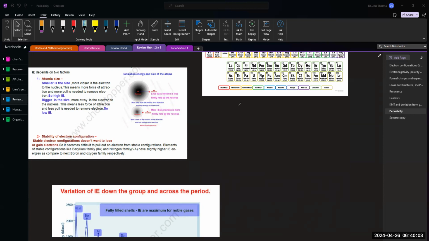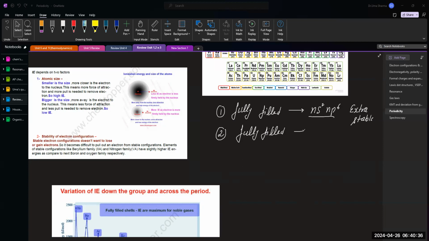So if you see fully filled shell, like noble gases, ns2 np6, extras. This is the general configuration of noble gases. This is extra stable inert configuration. First thing. Second, again fully filled, but not an inert configuration like ns2.